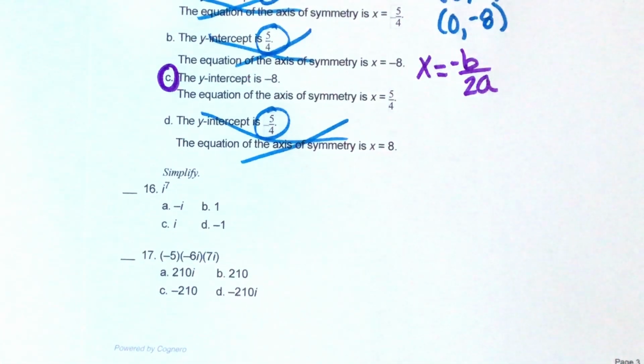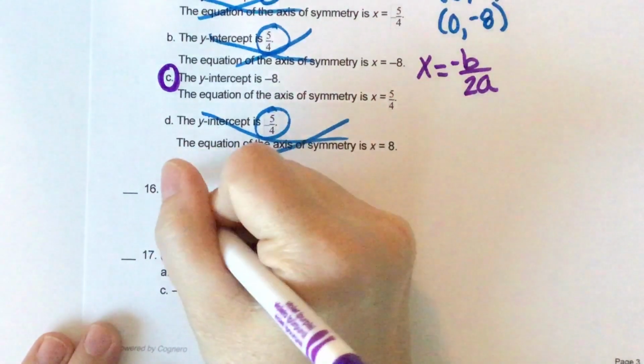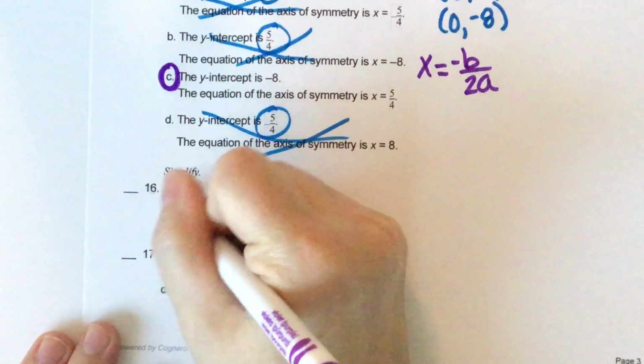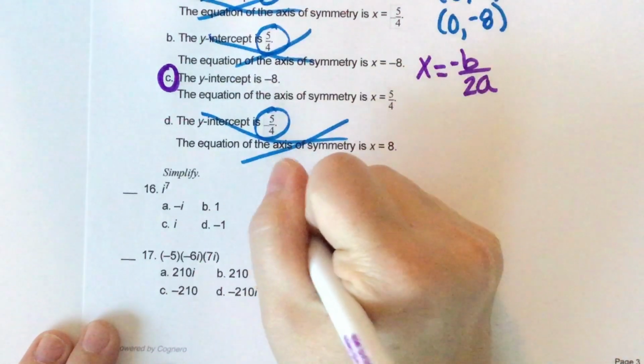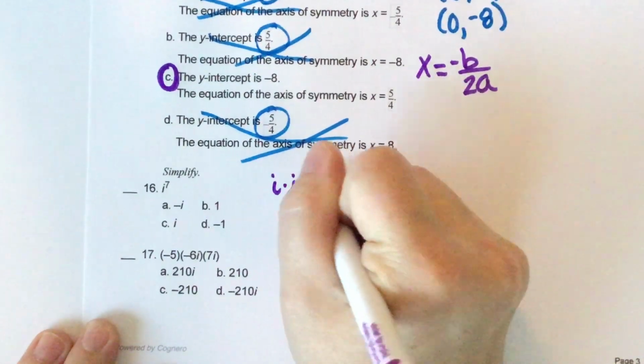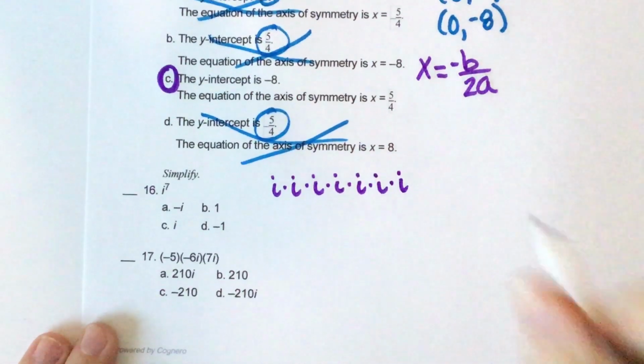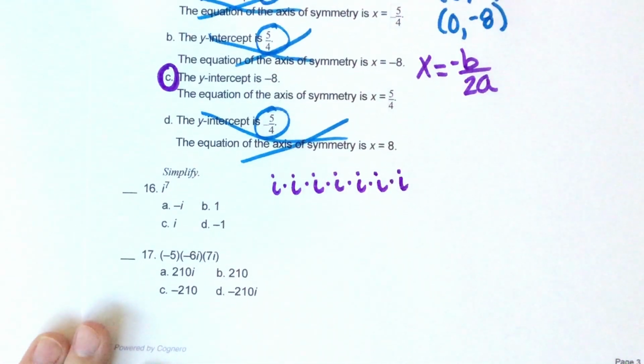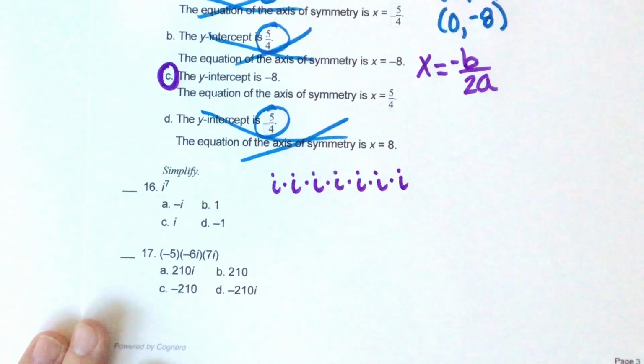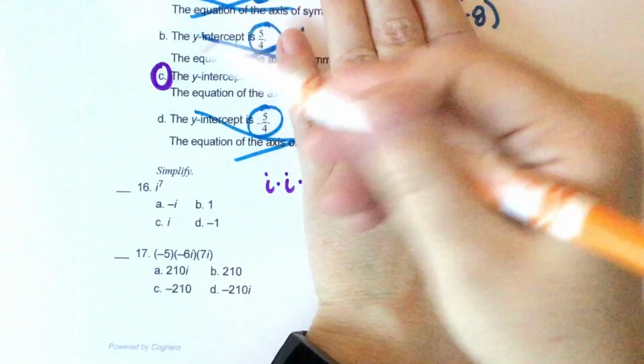You could remember rules to figure this out, or you could do it the long way. I'm going to show you the long way in case you don't remember a shortcut. So this means you're taking i times itself 7 times: 1, 2, 3, 4, 5, 6, 7. So we're just going to work this out piece by piece.